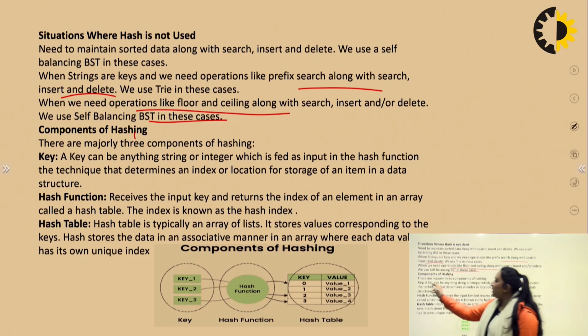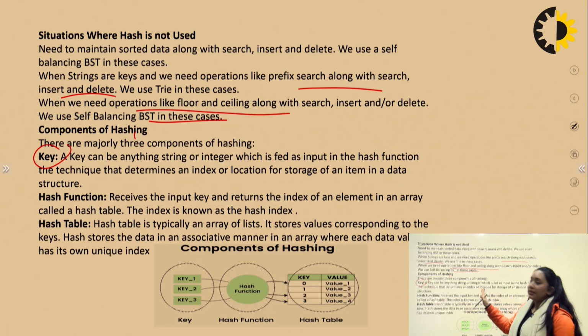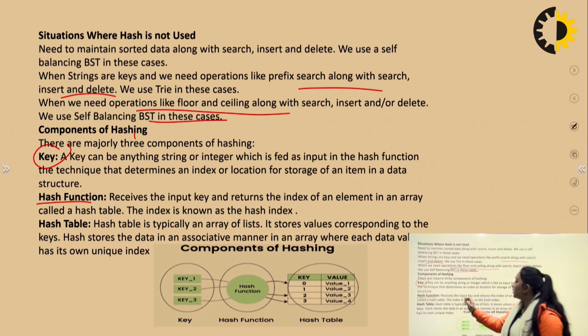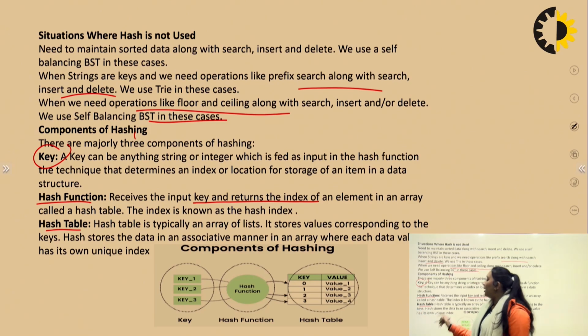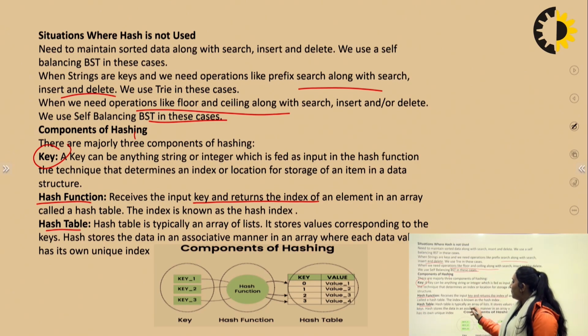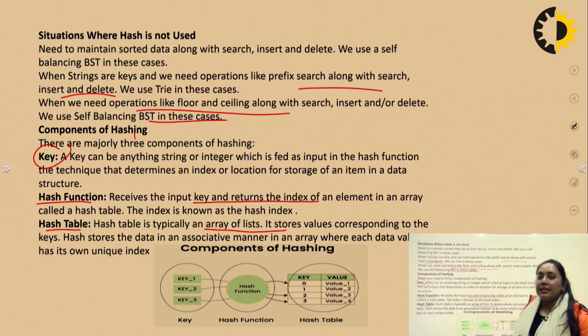Number one is the key. The key is anything, a string or any type of data type present in the data structure. We will mention it with the help of the key, right? Next, we use the hash function, which receives the input and the keys and returns the index value on the hash table. Next, we have the hash table, which is typically an array in the form of a list, and it can be implemented in such a way that it corresponds to the value in an associative manner, right?